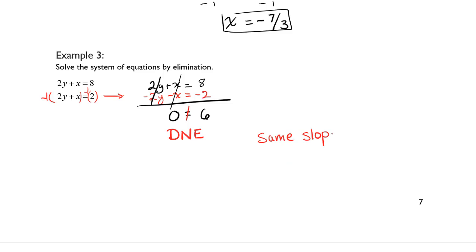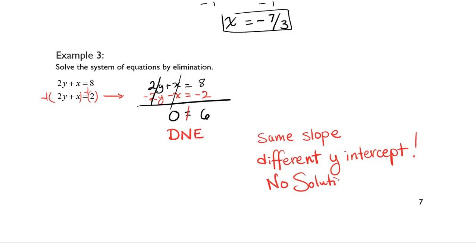and different y-intercept. And when this happens, there is no solution. In a lot of homework systems and even in textbooks, you'll see DNE, all capitals. That stands for does not exist, because there is no point where the two graphs overlap each other.